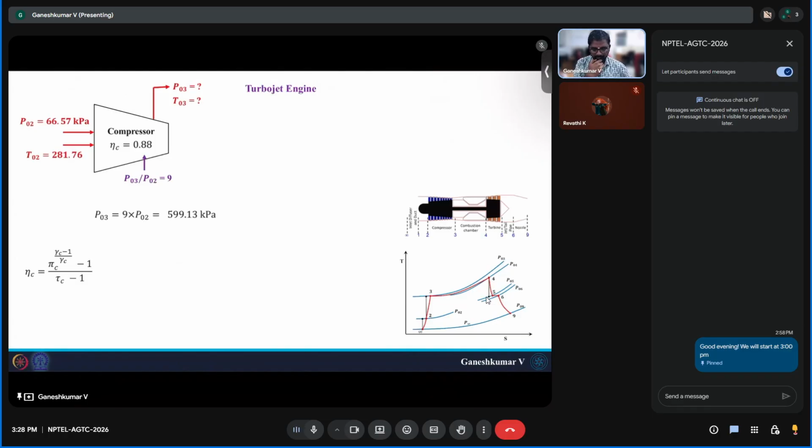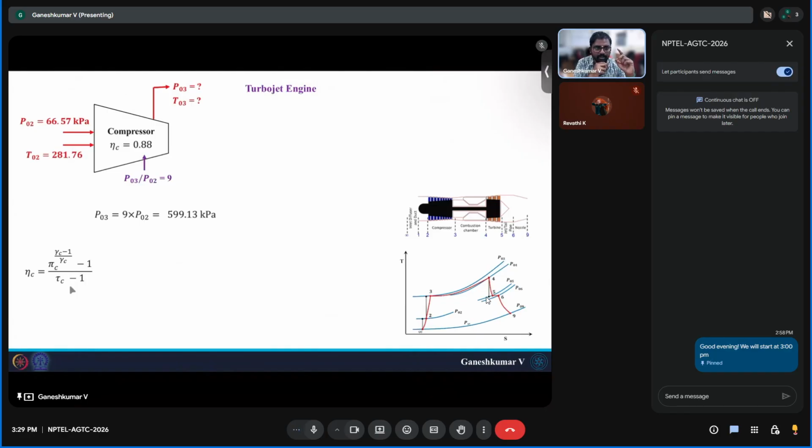Anyway, so we have this compressor efficiency, which is like pressure ratio. Pi c is the pressure ratio here, which is P03 by P02. So pi c power gamma c minus 1 by gamma c. This comes because of an isentropic process, and this comes because of an actual process, right?